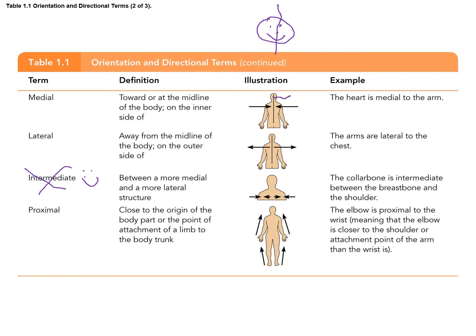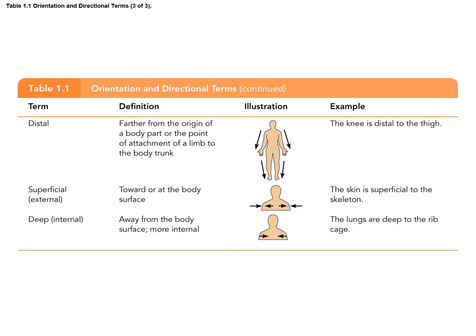Proximal is going to be something that's closest to the core, or closest to the trunk. And proximal and distal, which I think is in the next slide, are going to be referring to limbs. Okay. And again, we'll talk a lot about this in lab, so don't get too bogged down on this just yet. And here's distal, as I promised.